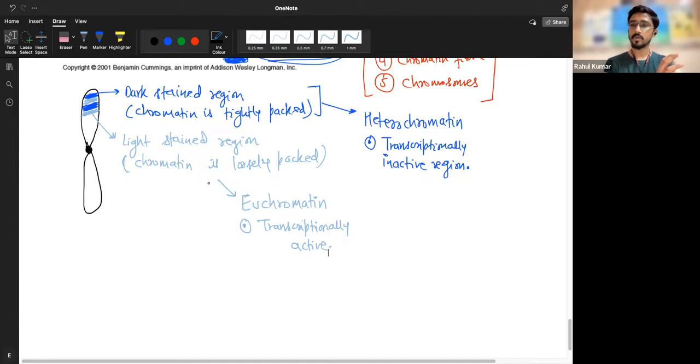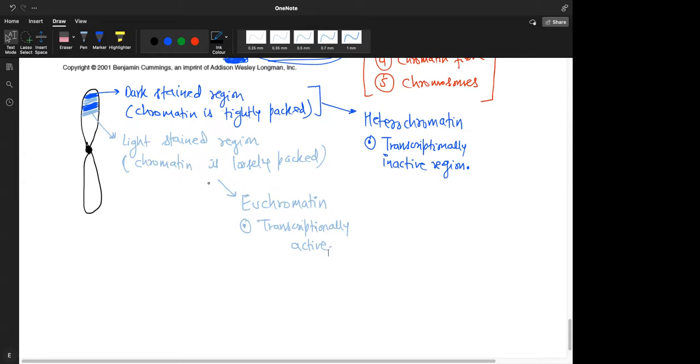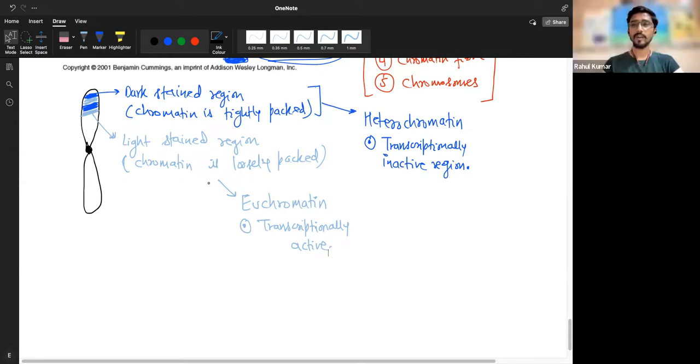The same 46 chromosomes were there in the zygote. 23 came from the mother, 23 came from the father. The same 46 chromosomes are in the cell of the eye, the cell of the brain, the cell of the bone, the cell of the skin, the cell of the blood vessel, the cell of the gonads, the cell of the heart, the cell of the liver, kidney, every organ. Same 46 chromosomes are there in our body. Yes or no? Then how and why are all our cells different?